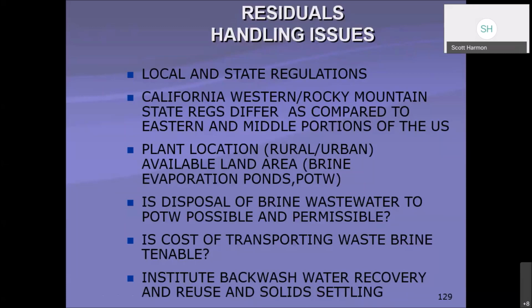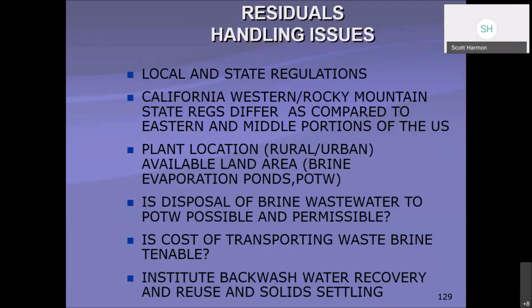Where's the plant at? Your available land, those types of things where you can have evaporation for your brines. Is disposal of brine wastewater to your wastewater plant possible or permissible? Are the levels too high? Will the wastewater folks accept it? There's lots of different things that come into play. Is the cost of transporting the brine tenable? Can you actually afford to do that? Right. So that cost may dictate which particular form of treatment you decide to use.